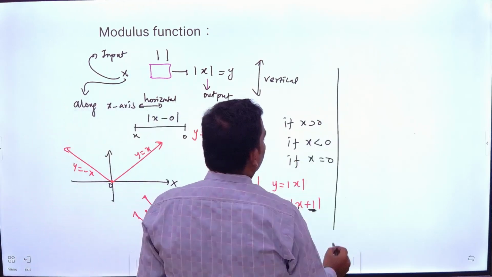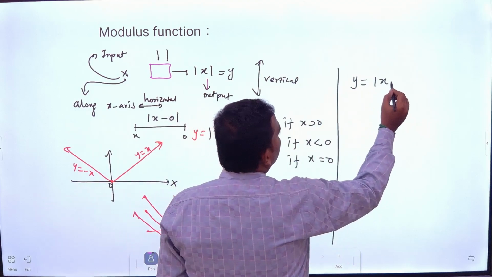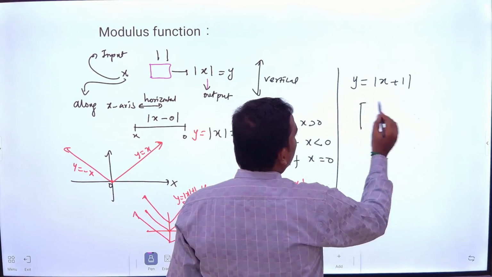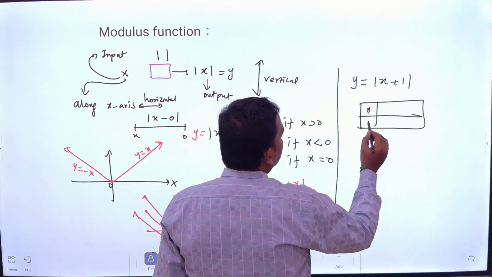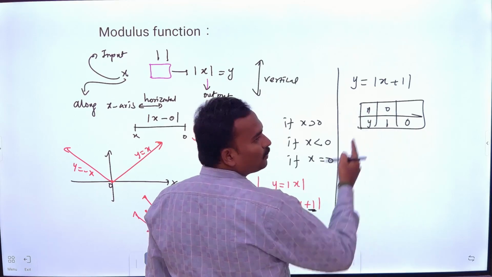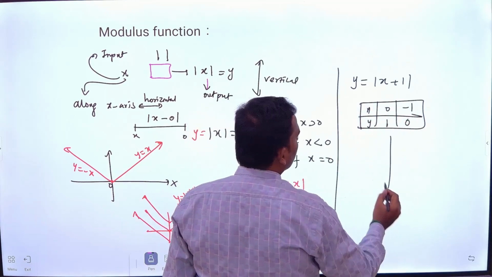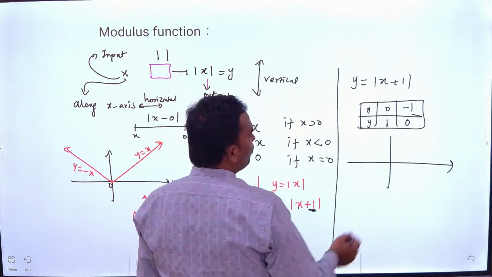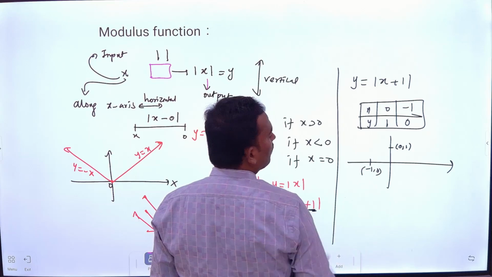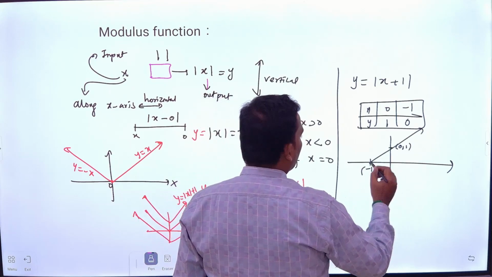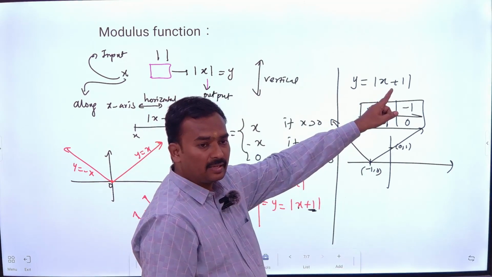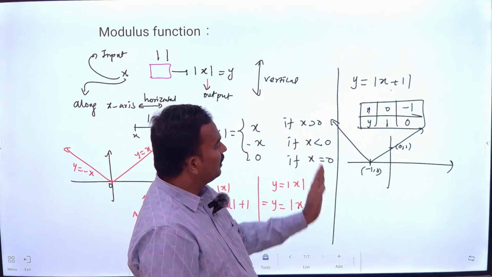Sir, how to draw the graph, sir? Some of the students are facing difficulty. Generally, if you draw the graph, what can you do? Just put x equal to 0. What is the y value? 1. Put y equal to 0: x plus 1 equal to 0, x equal to minus 1. So you can see the graph: 0 comma 1 is your y-intercept, and minus 1 comma 0 is the x-intercept. It is just shifted left 1 unit. Whenever the plus 1 is there, just shift left 1 unit.